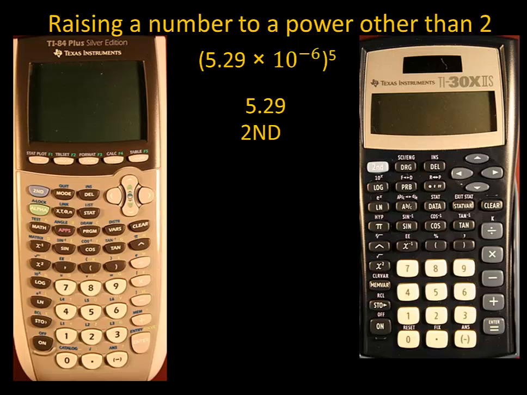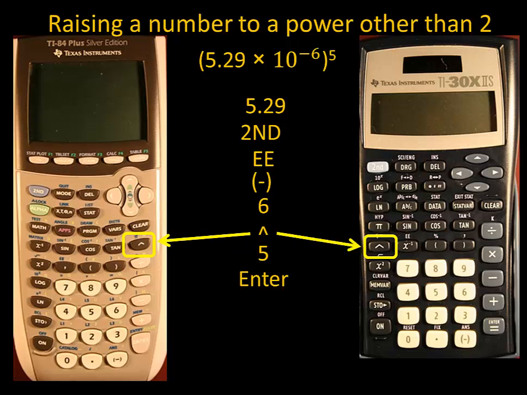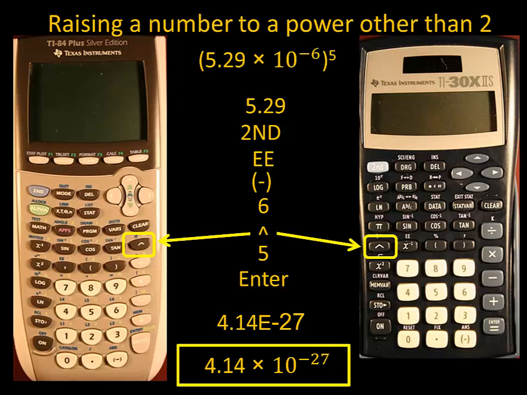5.29 second EE. We've got a negative exponent on that 10, so we use the minus sign wrapped in parentheses, and then the 6. Now we want to raise that number to the 5th power, so we use the caret key for that. That's where it is on the 83 or 84. That's where it is on the TI-30. And now the exponent 5, and enter. The calculation's done, and the calculator shows 4.14 E minus 27, at least that's what the TI-83 and 84 show. The TI-30 shows the correct scientific notation version of it, which is the way you should write it, 4.14 times 10 to the minus 27th.